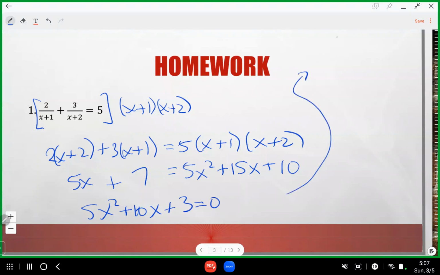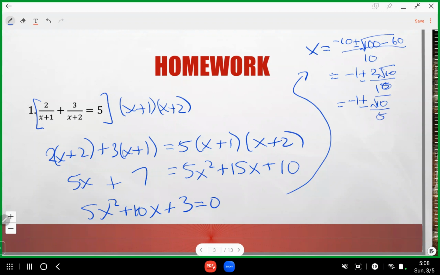So yeah, then -10 plus minus the square root of 100 minus 60 over 10, and that is equal to negative 1 plus minus the square root of 40 over 10. And then after that, that will basically equal negative 1 plus minus the root 10 over 5.